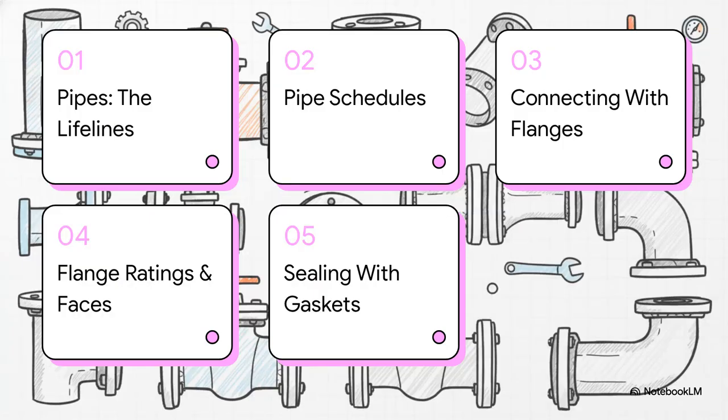So, here's our roadmap for today. We're going to look at the lifelines of industrial plants, understand pipe schedules, figure out how we connect pieces with flanges, break down flange ratings and faces, and finally, seal the deal with gaskets. Let's get right to it.